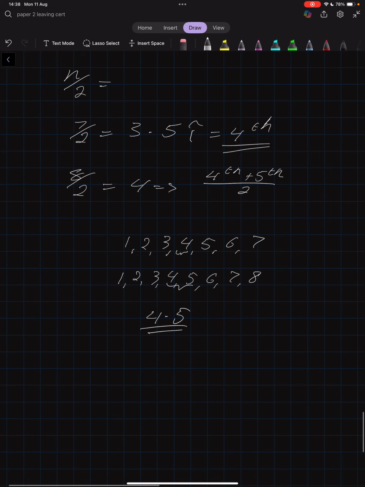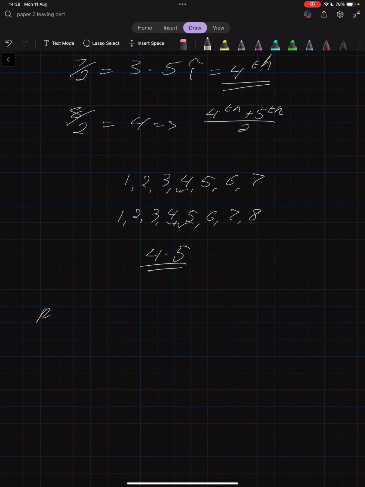The range is just the biggest minus the smallest. So the range for this set is just 8 minus 1, so 7. So that's it.